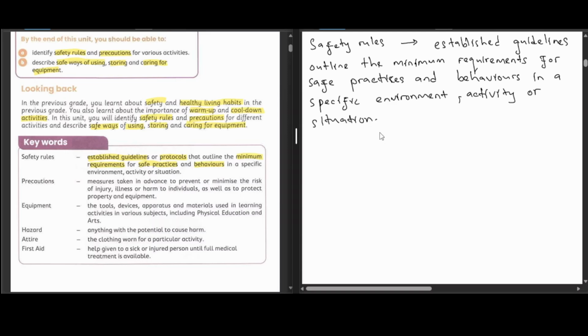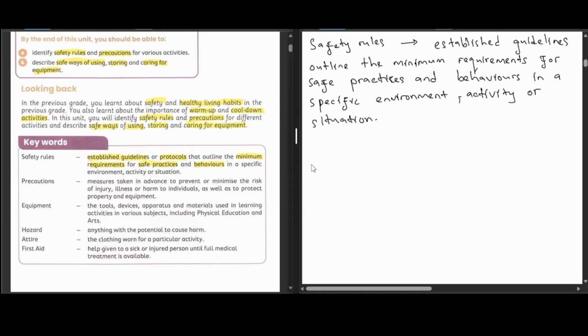Saka kana tichitaura pamusoro pema-safety rules, tikutarisa mitemo inoita kuti tive safe kana tichiita ma-physical activities. Ndozvirongotsanangurwa nechirungu chese chatanyora ichi. Established guidelines that outline the minimum requirements for safe practices and behaviors in a specific environment, activity or situation. Saka ndozvirongotaurwa pamusoro pazvo panapa. Mitemo inoita kuti tive safe during these activities.